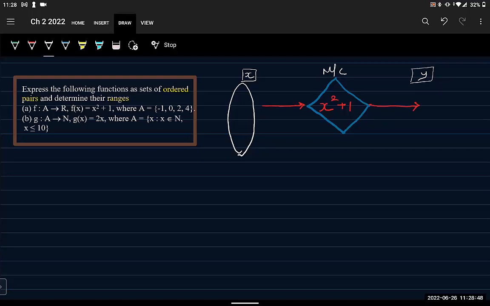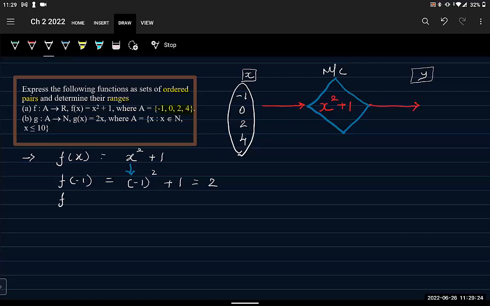Here, the first function f of x, the rule is f of x is equals to x square plus 1. The values of x can be taken from the set A, which are minus 1, 0, 2, and 4. So we can keep minus 1, 0, 2, and 4 instead of x. If I write minus 1, then instead of x, wherever I am having x in my rule, I will substitute the value which is minus 1. So minus 1 square plus 1 will give me answer 2.